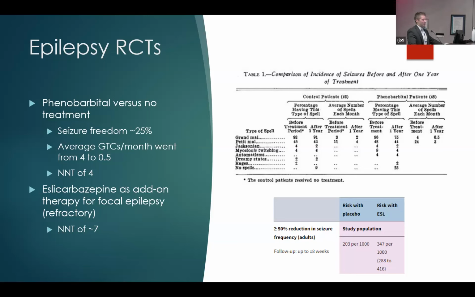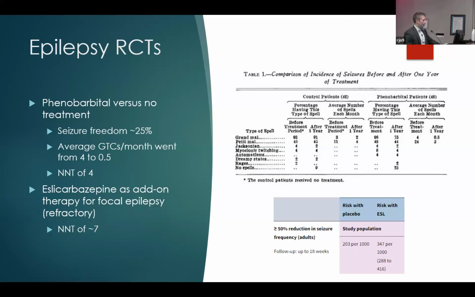But they did find that people on phenobarb versus no treatment had 25% by the end of the year after 1 year follow-up had zero seizures, zero generalized seizures. So at least to treat generalized seizures, actually reduced it to zero, which is impressive. The number needed to treat was about 4. They also had less seizures per month, but the way they quantified it was really hard to gauge actually how much improvement there was.